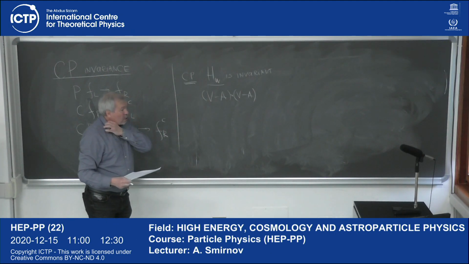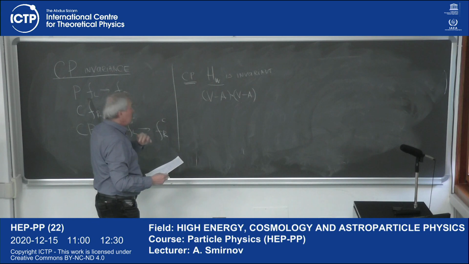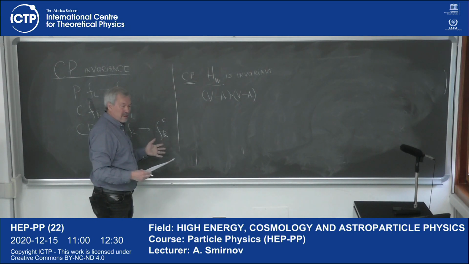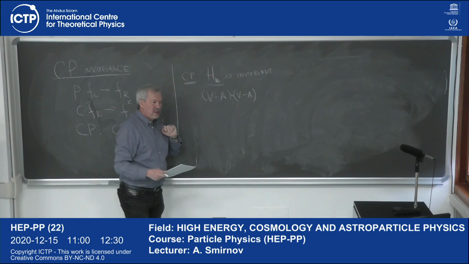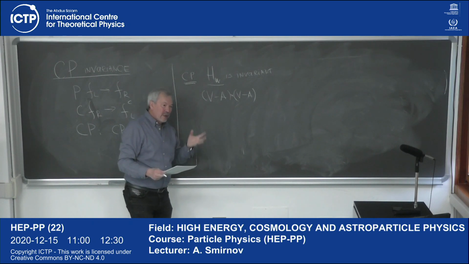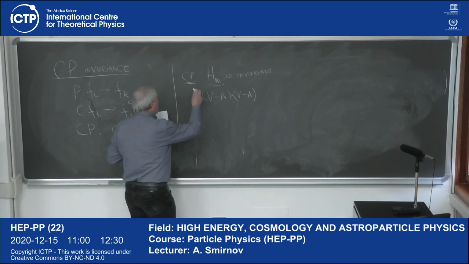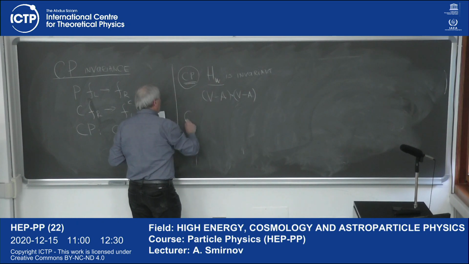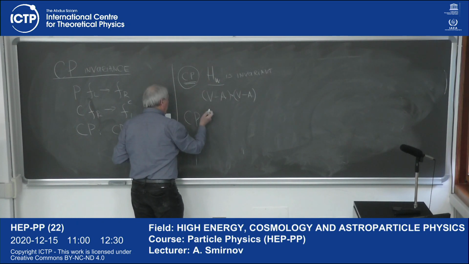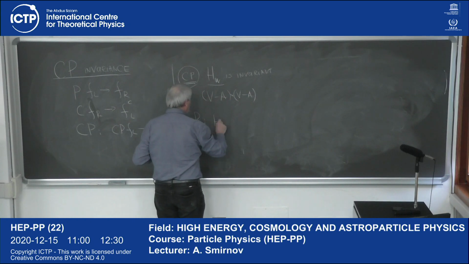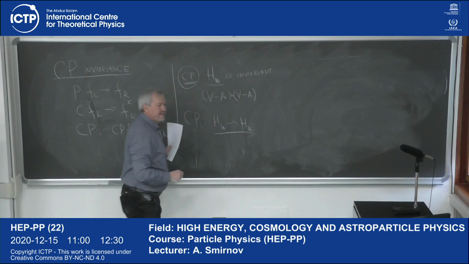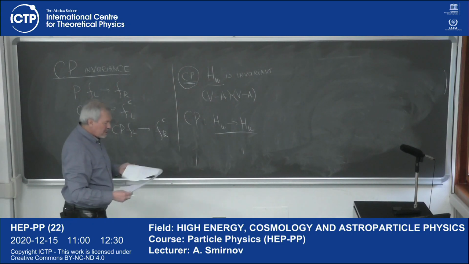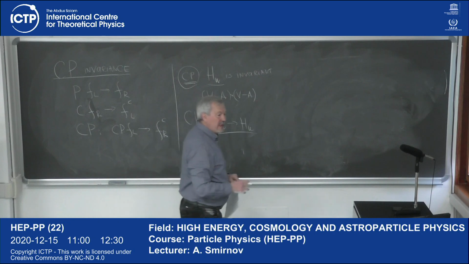So it was hoped that although C and P symmetries are not good symmetries of the Hamiltonian, under C also this V minus A changed. However, under the product of these two transformations, the Hamiltonian is invariant. So CP invariant Hamiltonian. Under CP, H_W goes to H_W. It doesn't change. And people saw that maybe this is a good symmetry of nature.